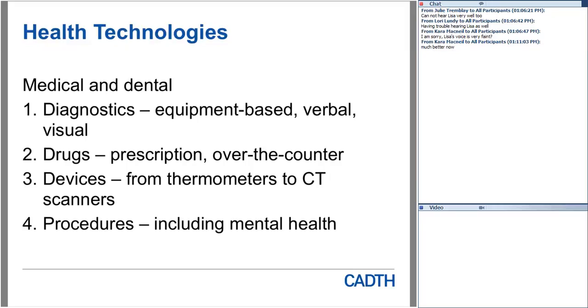So when we speak about health technologies, we're including medical and dental devices as well as diagnostics. So that's equipment that we use. So anything such as lab tests, point of care testing. It also includes drugs, prescription drugs, over-the-counter drugs, as well as devices from thermometers to CT scanners, and last but not least, procedures and programs. And this includes mental health, such as cognitive behavioral therapy, addiction services, just to name a few. Next slide, please.